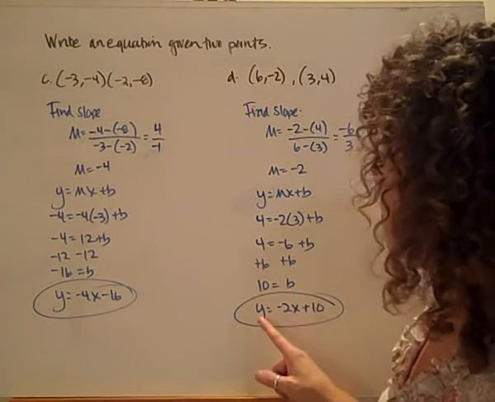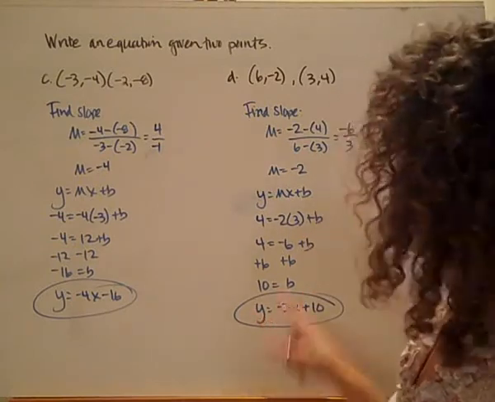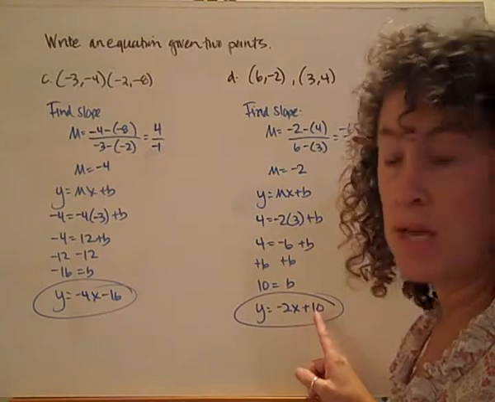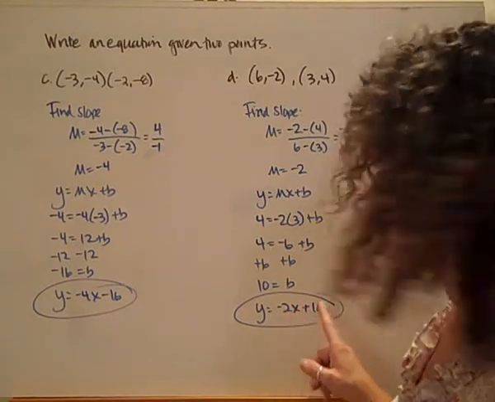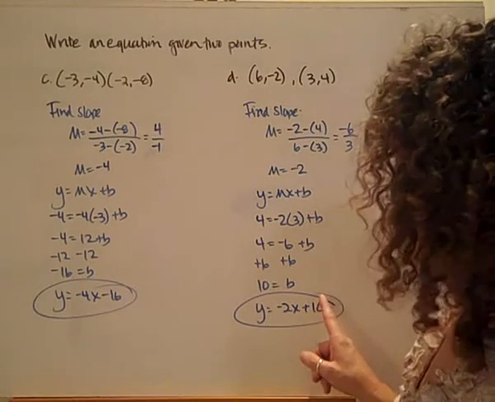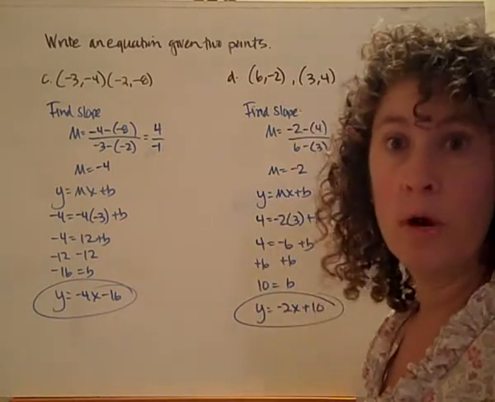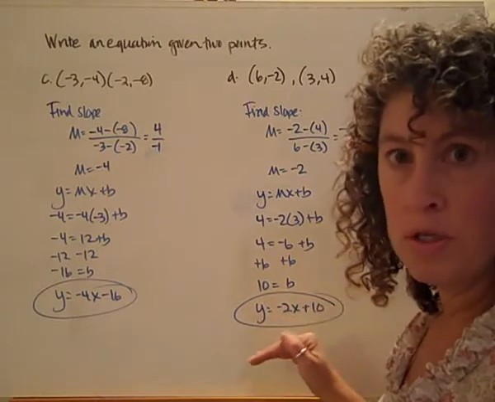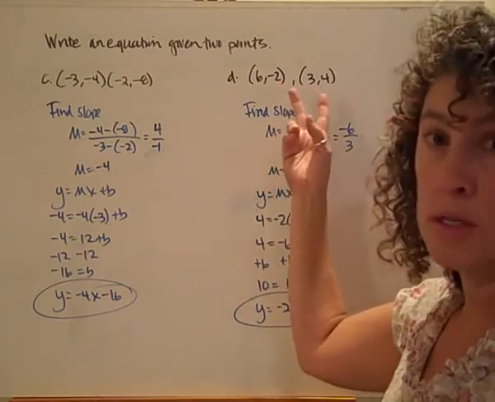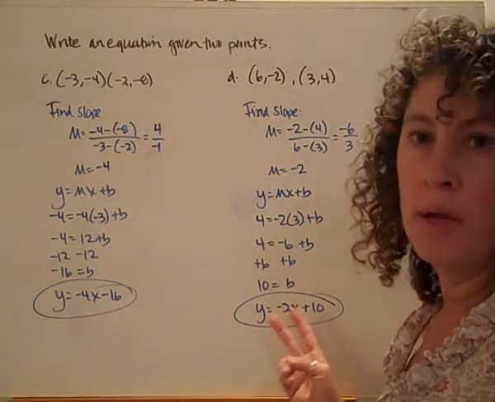Let's try it. y equals 4, so I have 4 equals, I'm going to do negative 2 times 3 plus 10. Negative 2 times 3 gives me negative 6. Negative 6 plus 10 gives me positive 4, which is what I was hoping for as an output. So your equation, again, represents all the points on that line. Since these are 2 points on the line, those points should make this equation true.